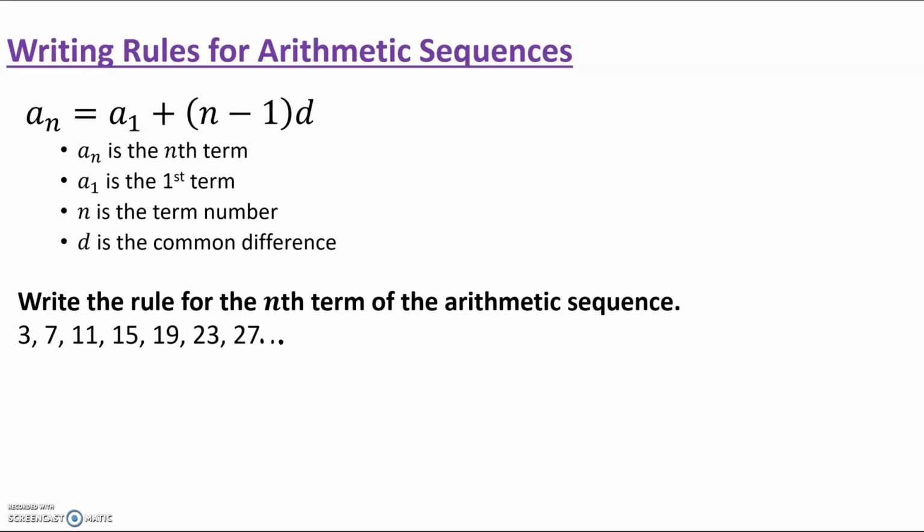So what we're going to look at next is actually writing the rules for these sequences. Now in 8.1, we wrote a few rules for sequences, but some of them were a little bit hard to find. And so in 8.2, we're going to be a little more specific, and we actually have a formula in order to help us out here. So when we find our rules, what we're typically going to plug in is the first term and our common difference.